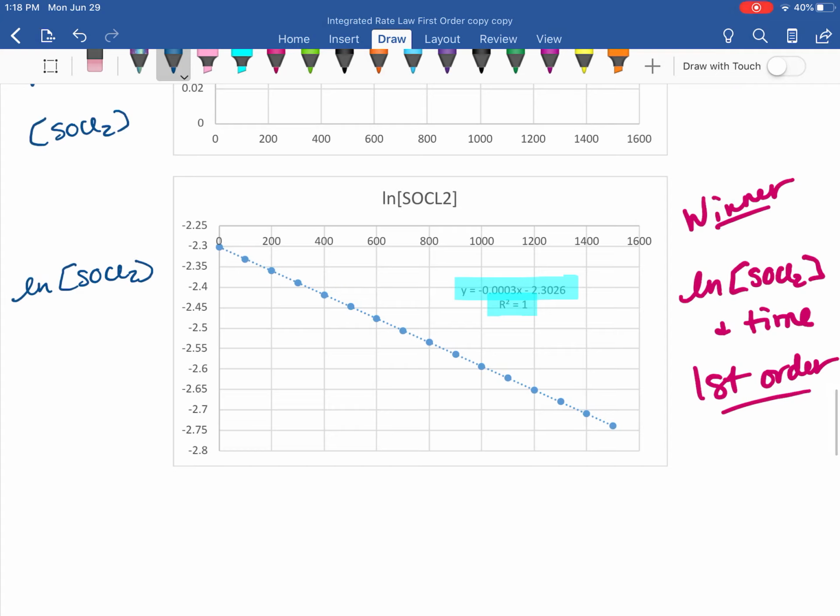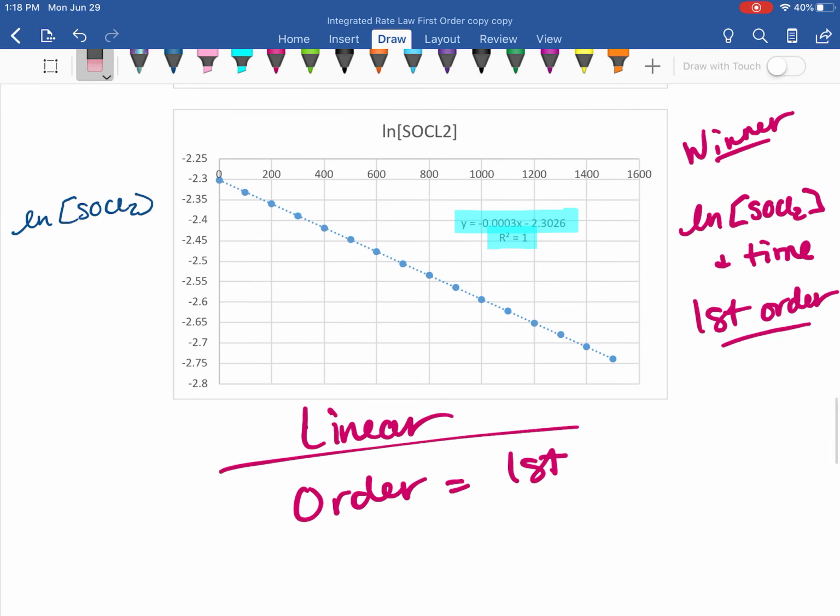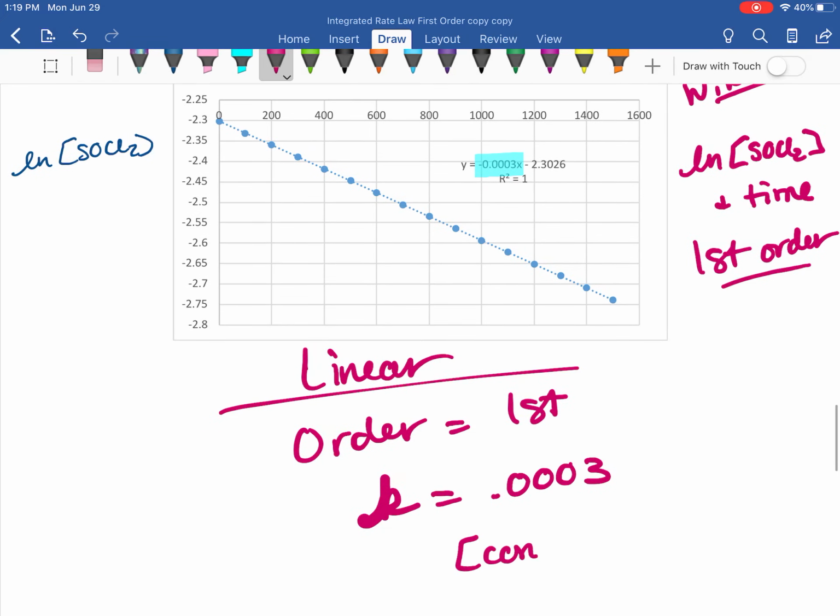Okay, so this whole process, once we figure out that this is our linear, gives us 2 answers to our question. This gives us the order. It's first order. And then what else do we get from our line equation? Shut the front door. This is your K. So right away, your rate constant and your order come right from that Excel plot. That's beautiful. So what's left then is to solve for that concentration at 2,000 seconds.